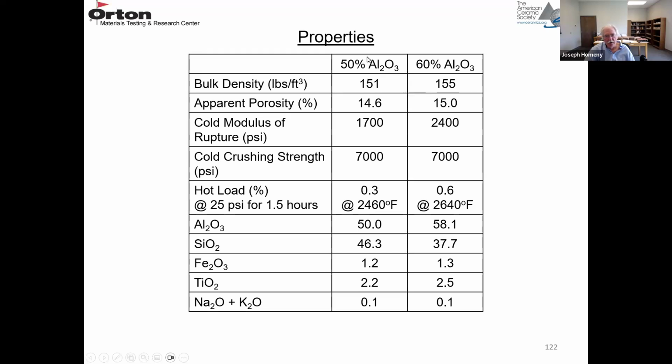So this is 50% alumina. It's got 50% alumina. This is a 60% alumina. In the industry, it's always a little generous, usually plus or minus 2% or more. So a 58% alumina is really a 60% alumina refractory. So the balance other than alumina is mostly silica, and then your typical impurities.